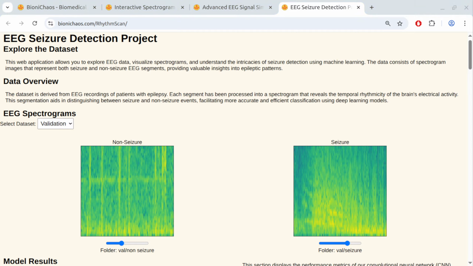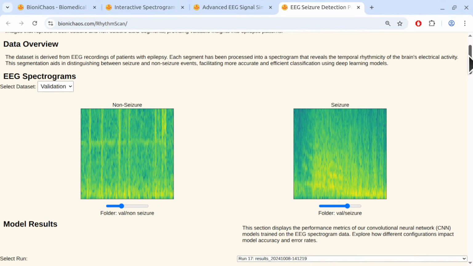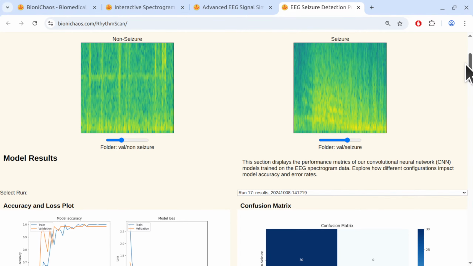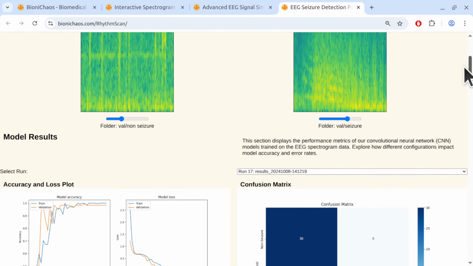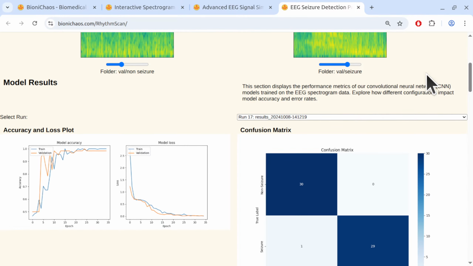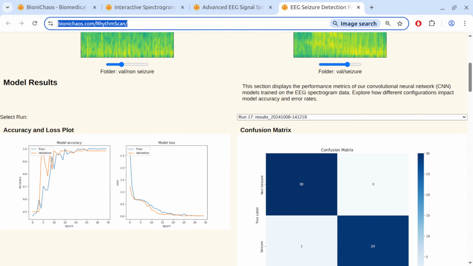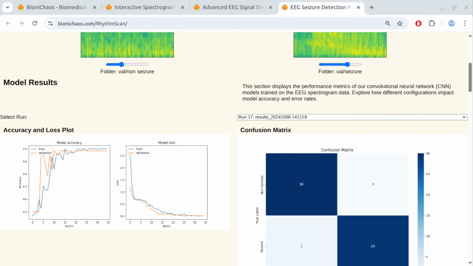So how does the AI learn to actually see these seizure patterns in the spectrograms? Rhythm Scan uses what are called convolutional neural networks, or CNNs. Okay, I've heard of those, like image recognition AI. Exactly like that. Think of it as a digital eye. CNNs are really good at extracting features from images, layers of complexity. Wow. So they learn to pick out the visual textures and rhythms in the spectrograms that are characteristic of seizures. And how do you know if it's actually working well? Right. Performance metrics are key. You look at things like accuracy and loss plots. These graphs show you how the model improves over its training time, accuracy going up, error or loss going down.